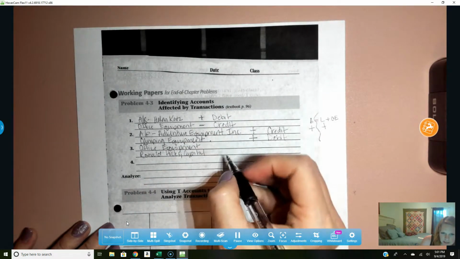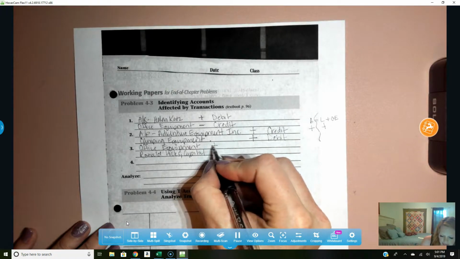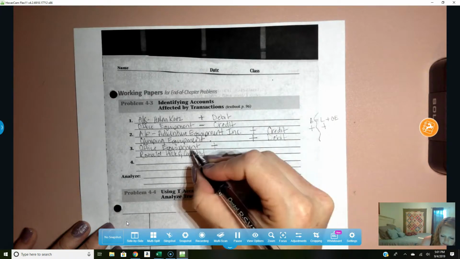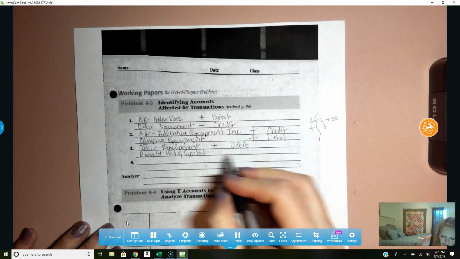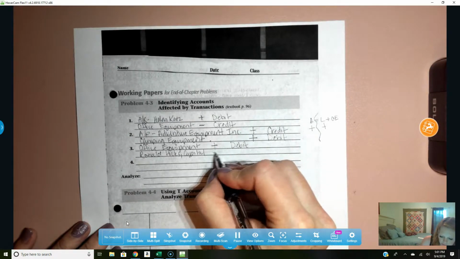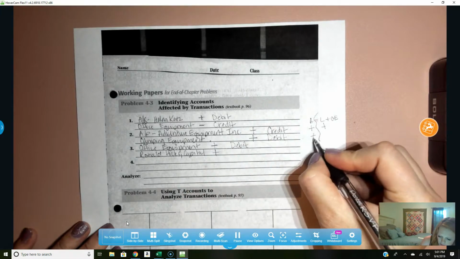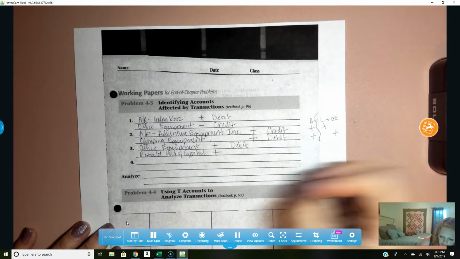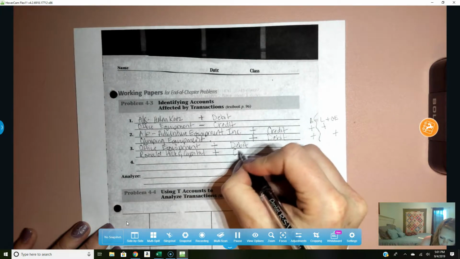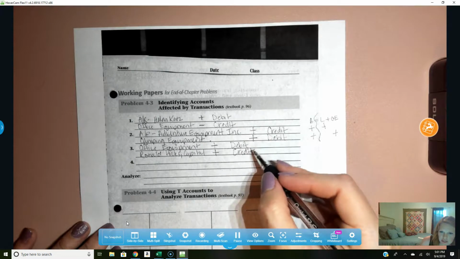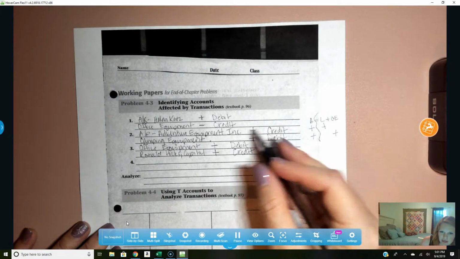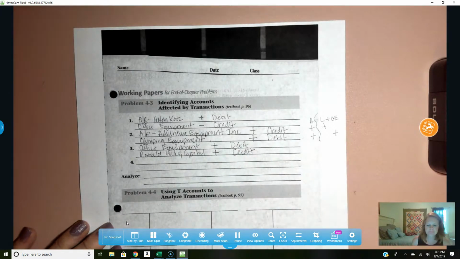So office equipment is going to increase because he added that to the business. Assets increase with a debit. Ronald Hicks Capital will also increase. We can go back to that accounting equation over here, and those increase with a credit. So you can see for the last 3 transactions, we've had a debit and a credit for every single one.